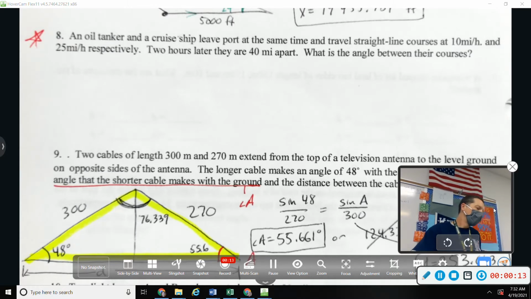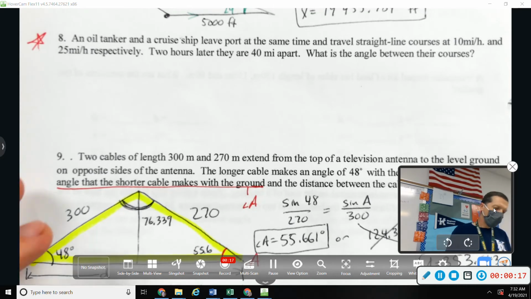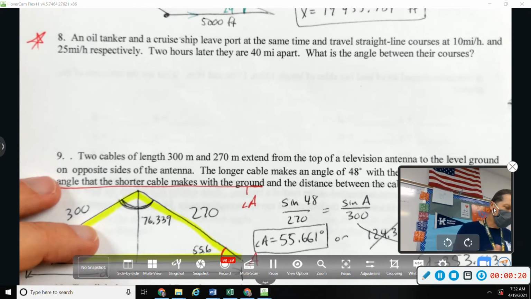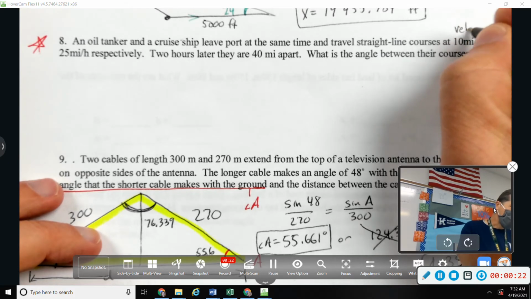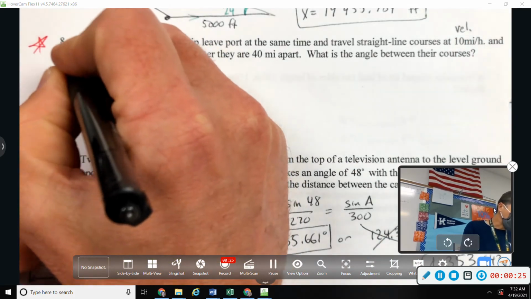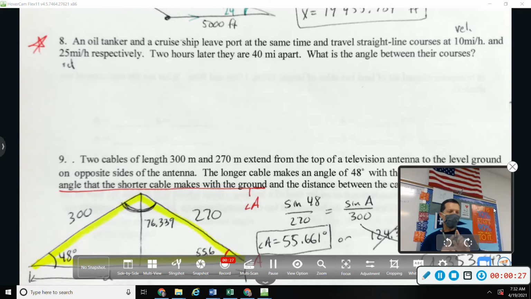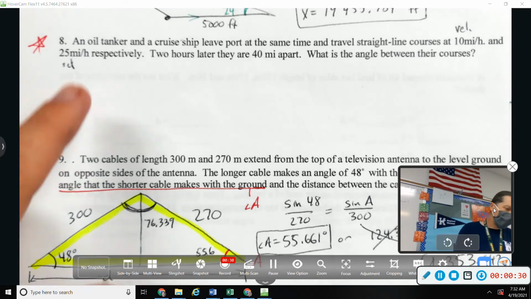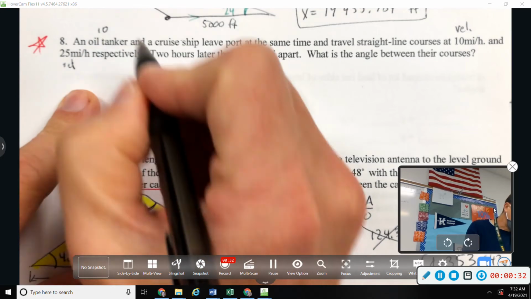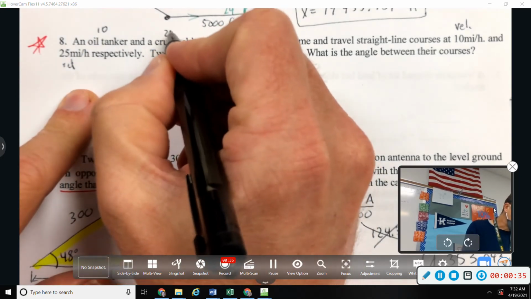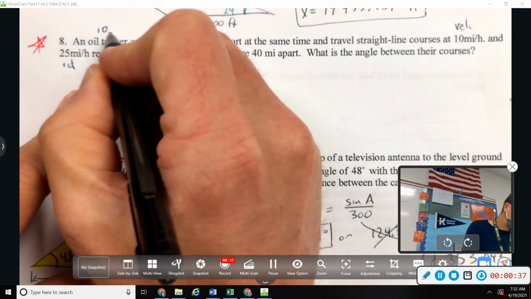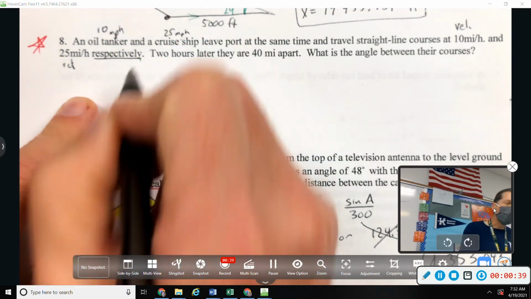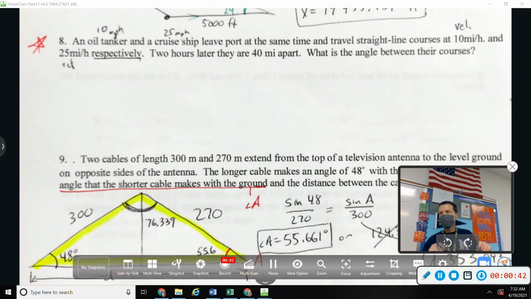So number 8, an oil tanker and a cruise ship leave port at the same time and travel straight line courses at 10 miles per hour. Be careful, so that's a velocity, and 25 miles per hour, respectively. Respectively means like in order that they listed. So the oil tanker is going 10, and the cruise ship is going 25. So that respectively assigns who's doing what. It just means the order is the same. So oil tanker 10, cruise ship 25.